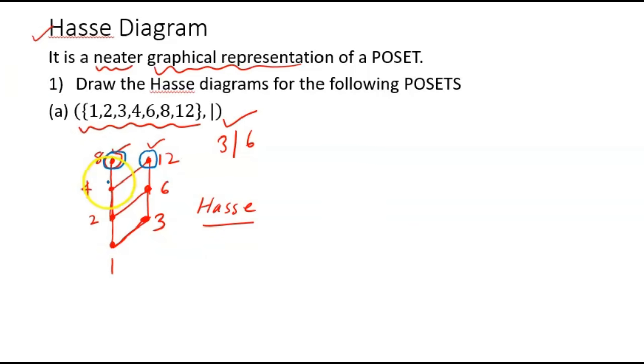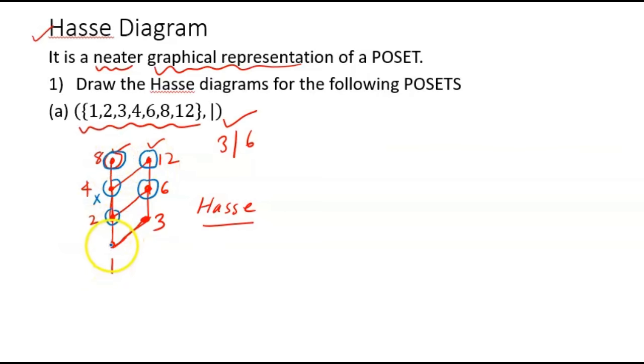4 is not maximal. Why? Because 4 is less than 12, 4 is less than 8. 6 is not maximal. Why? Because 6 is not less than 8, but 6 is less than 12. 2 is not maximal. You can see it is less than a lot of elements. So the maximal elements here are 8 and 12.